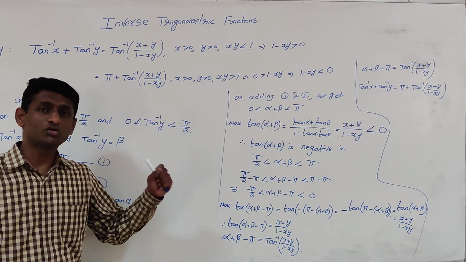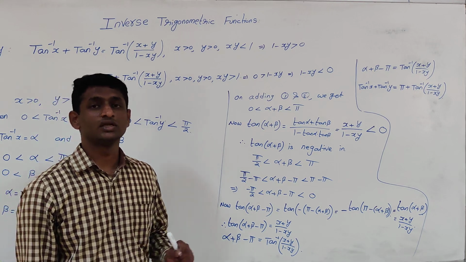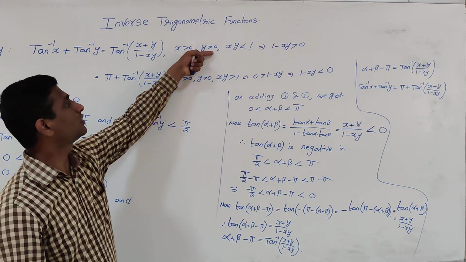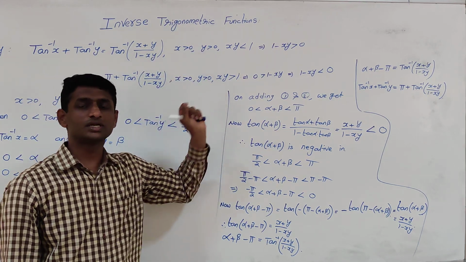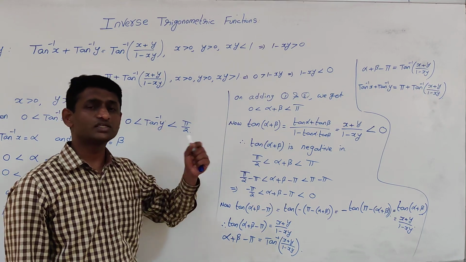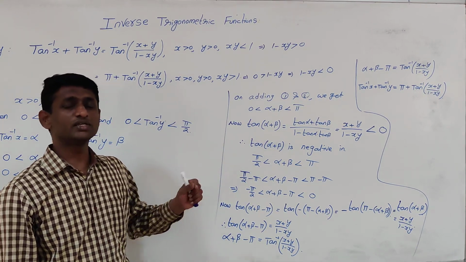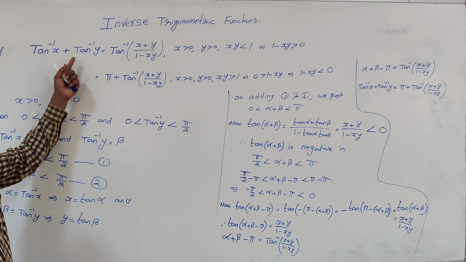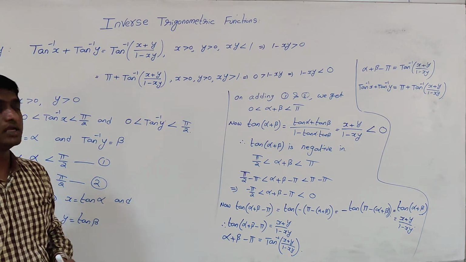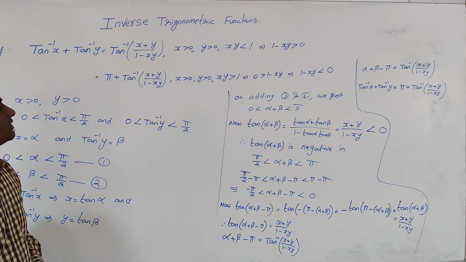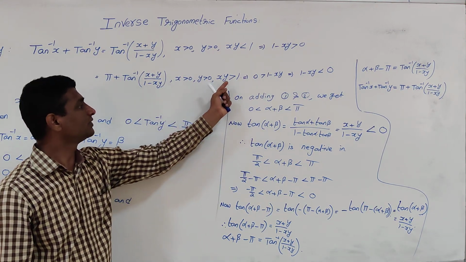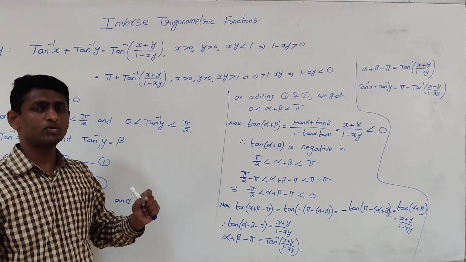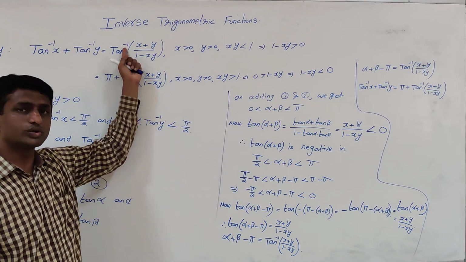While solving the problems, we have to check which condition is getting satisfied. So before applying the formula, we have to check these conditions: x is greater than 0, y is greater than 0, and xy is less than 1 or xy is greater than 1. Based on the condition, we have to apply the formula. So we have seen tan inverse of x plus tan inverse of y is tan inverse of x plus y by 1 minus xy, and pi plus tan inverse of x plus y by 1 minus xy if x is greater than 0, y is greater than 0, and xy is greater than 1. Now we will see one problem based on these two conditions.